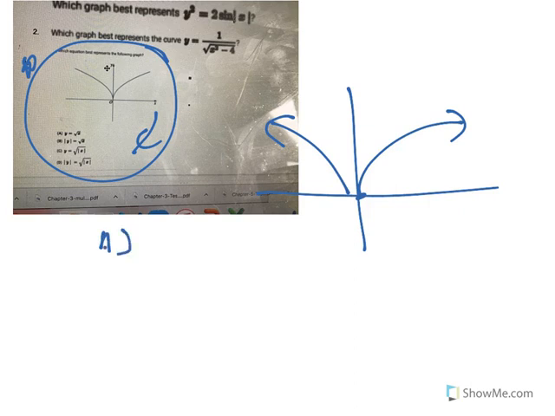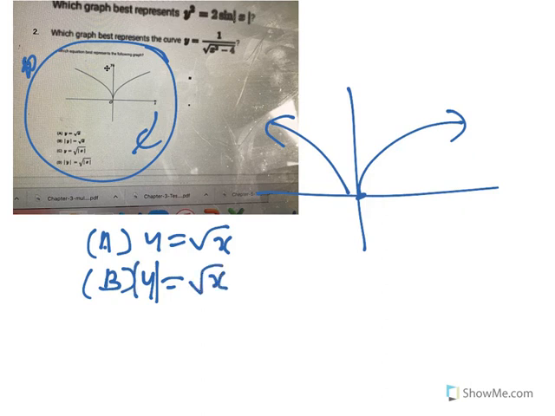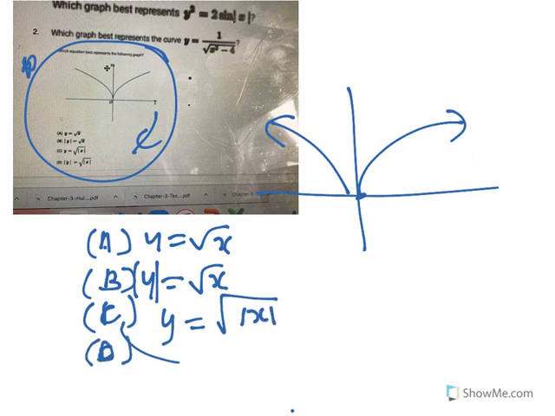So we've got options. We've got y equals root x. Then y equals the absolute value of x. And then after that, they've got the absolute value of x equals root the absolute value of x. Okay, so let's just have a look at this.